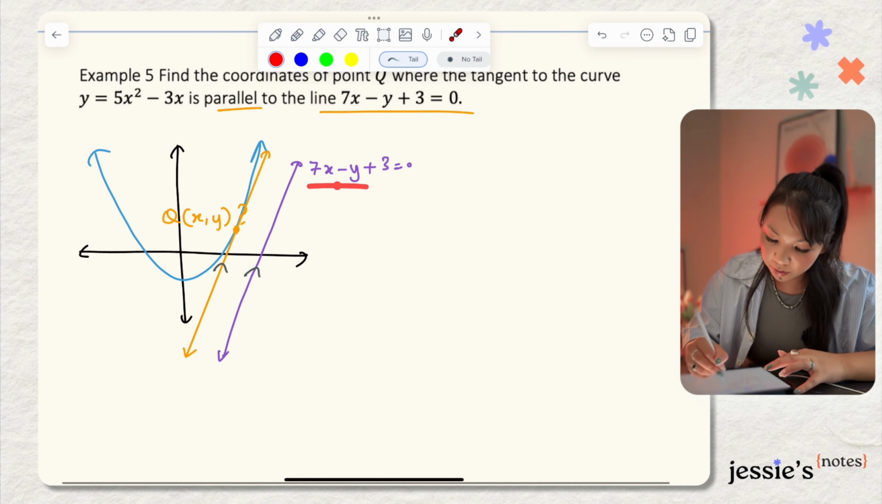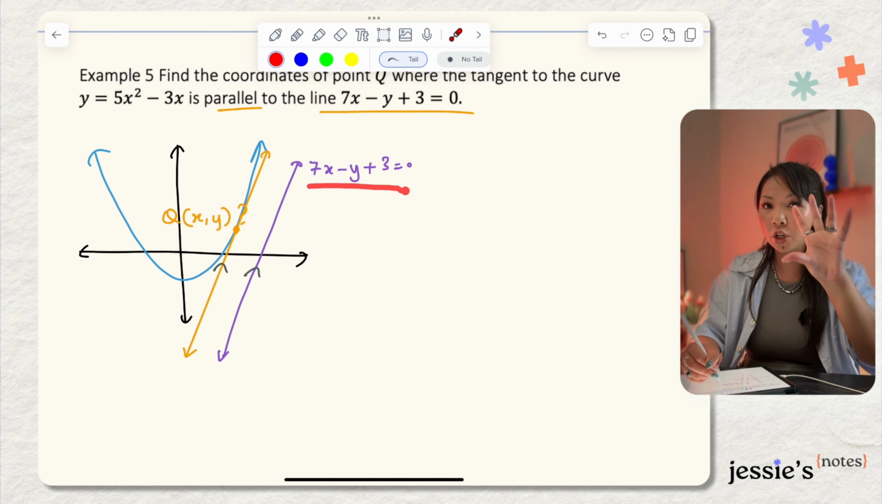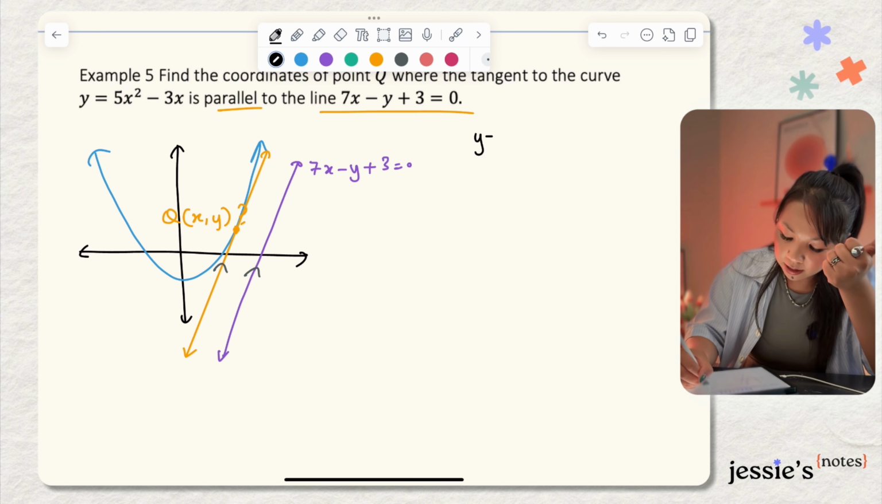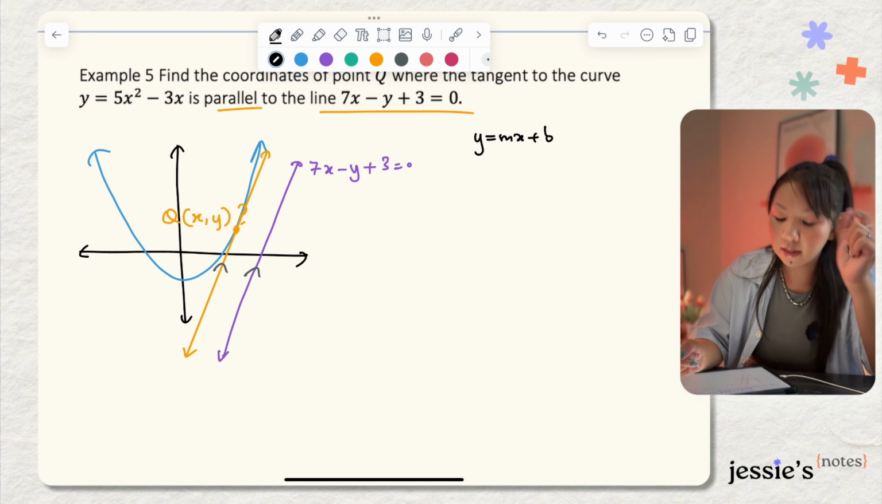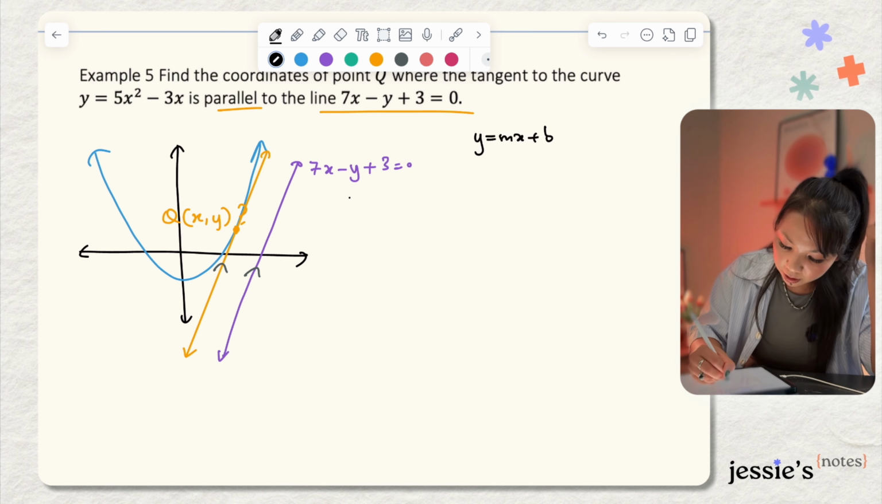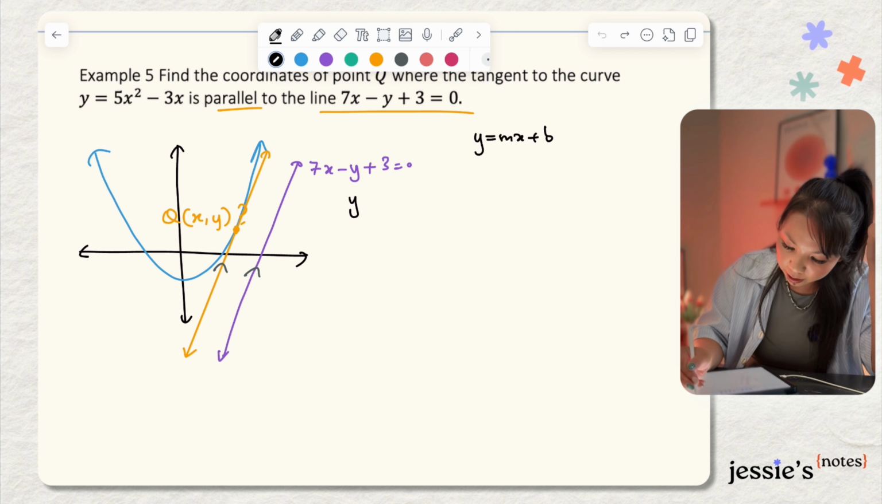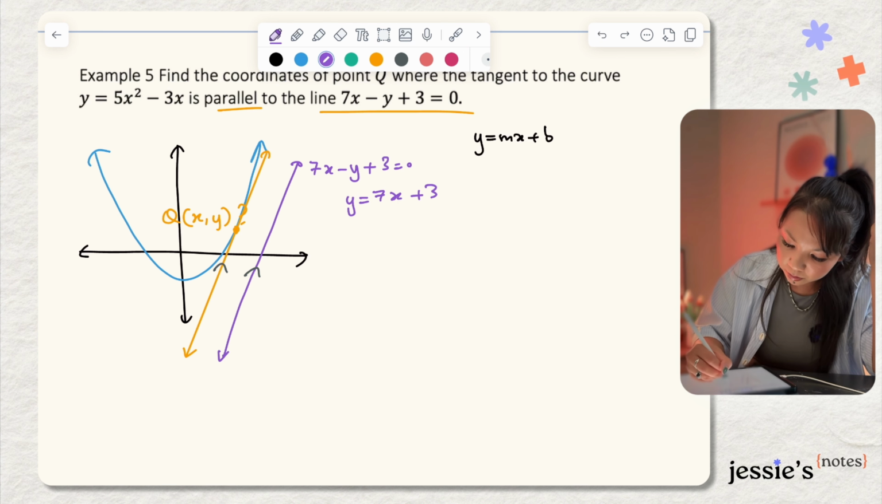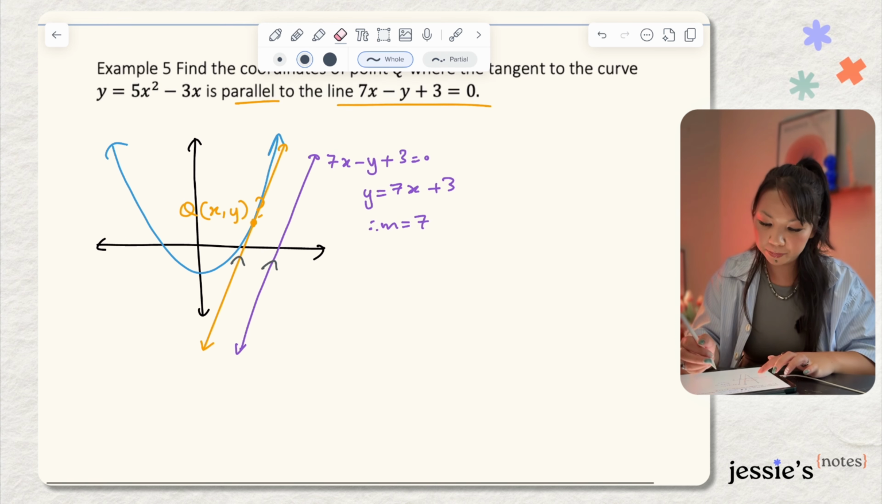So first, if I want to find the gradient and you're given the equation, you want to rearrange it until it's in the form y equals mx plus b, where y is the subject, because the gradient is just the thing that's in front of the x. So I can quickly rearrange this by moving y over to the other side. So you get y equals 7x plus 3. So therefore, the gradient is equal to 7. So they both have a gradient of 7.